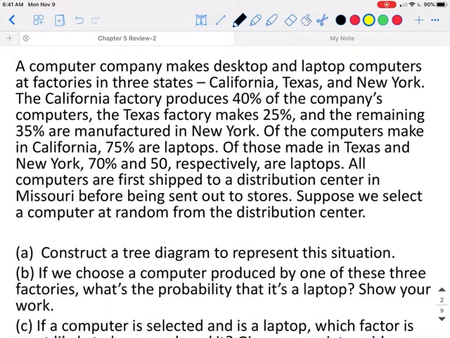All computers are first shipped to a distribution center in Missouri before they are sent out to the stores. Suppose we select a computer at random from the distribution center. Construct a tree diagram to represent this situation.